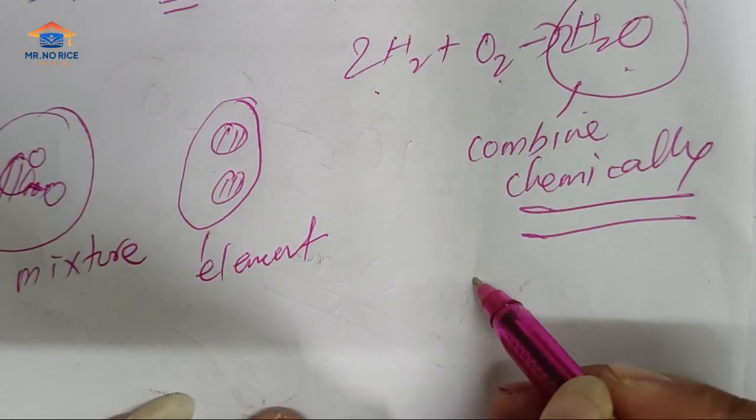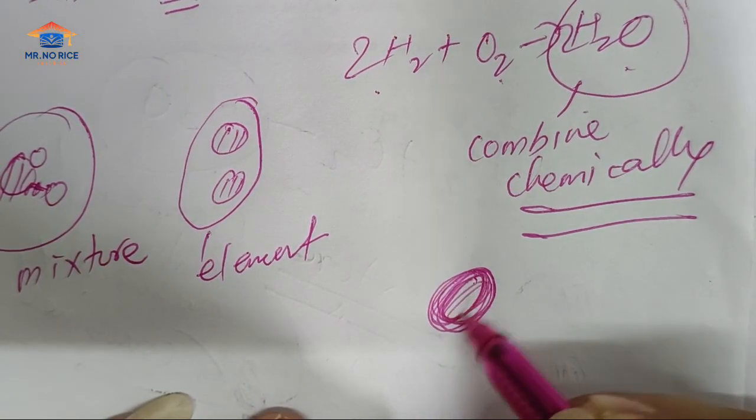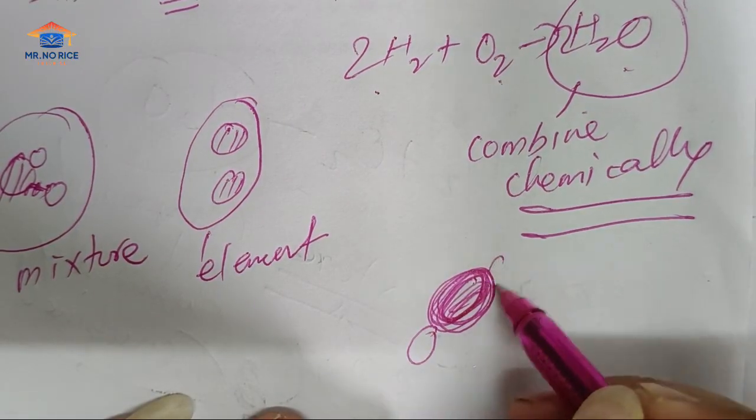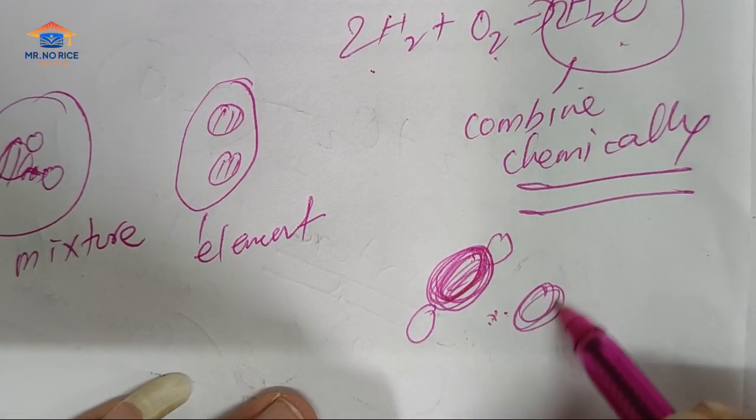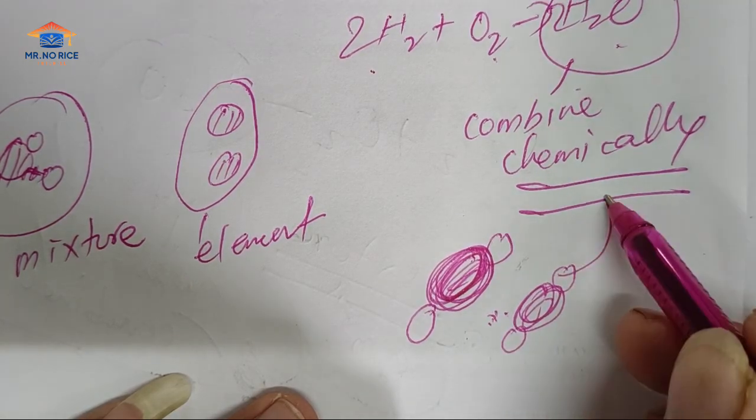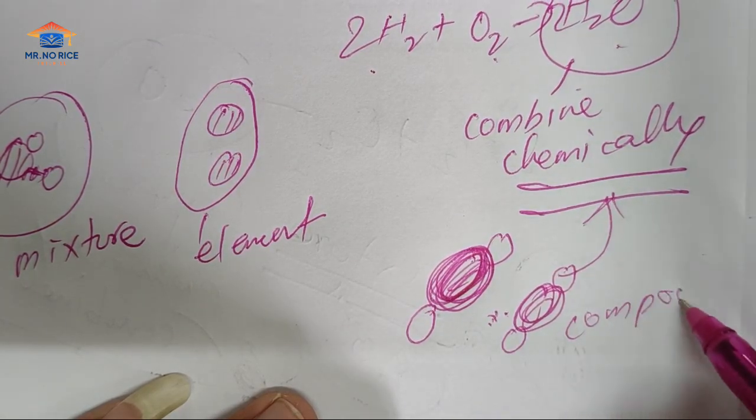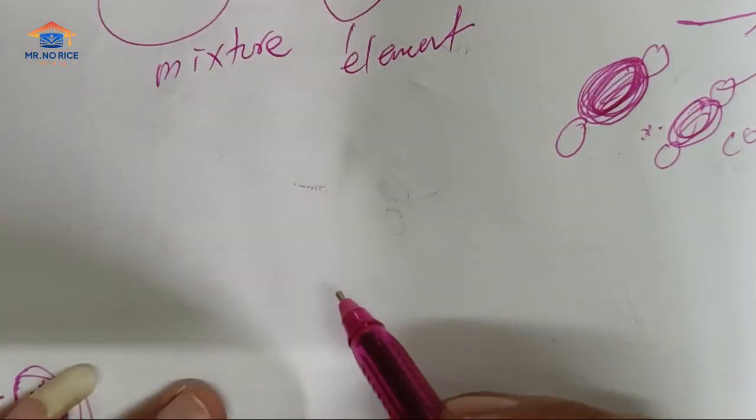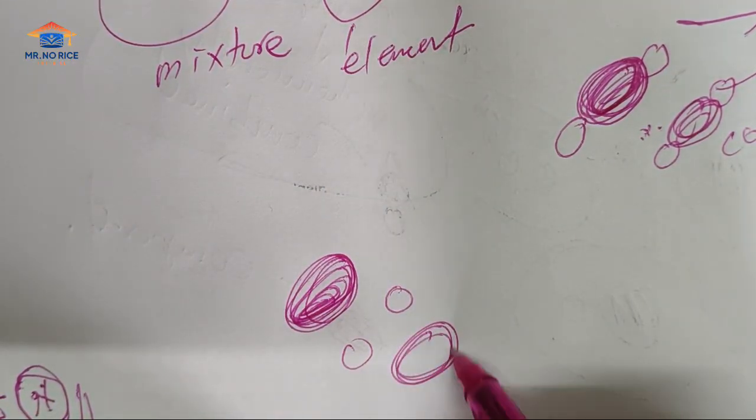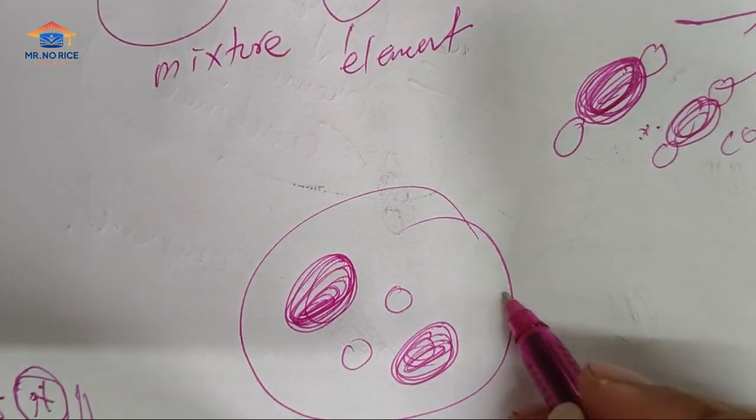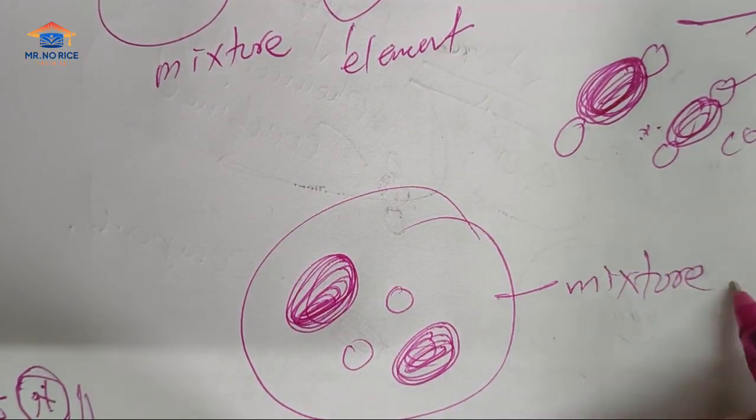So compounds means, you see, I'm going to draw it dark. So here you see, in this picture, it has combined. So just combined chemically. So this will be a compound. But if they do not combine, and if it is still like this, or still like this, it is not chemically combined, but they are mixed. So this is a mixture.